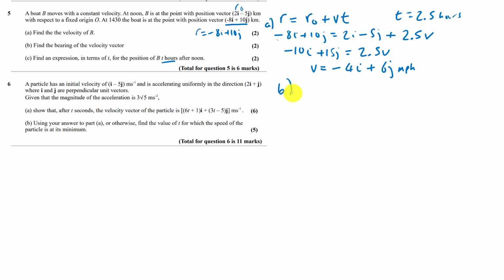B, find the bearing of the velocity vector. So that velocity vector is going like this, going this way, minus 4i and 6j. Right, and you could make a mistake with this. First I'd find this angle, so that's 6 here. That's 6j there. And then tan theta equals opposite over adjacent, so that equals 6 over 4. So theta equals 56, probably rounded.